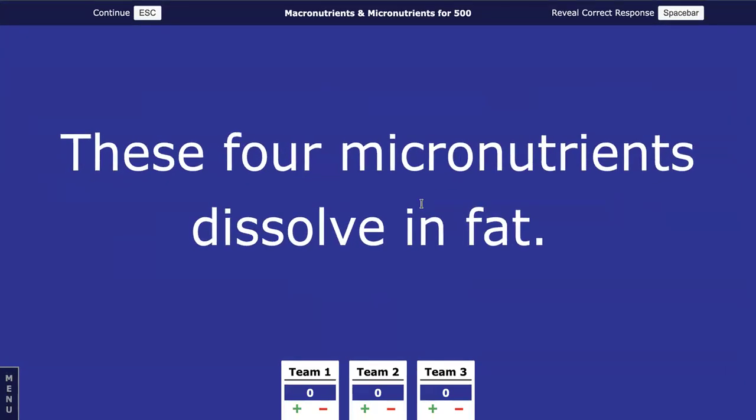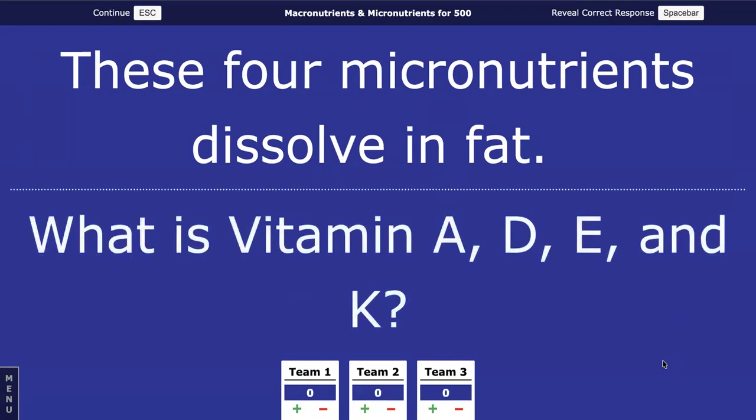Okay, these 4 micronutrients dissolve in fat. They're fat soluble vitamins. That means if you cook them in fat, they get leached out, and if you throw away the fat, you're losing some of that valuable nutrient. What are the 4? A, D, E, K. Probably make an acronym out of them to remember it. CADE.